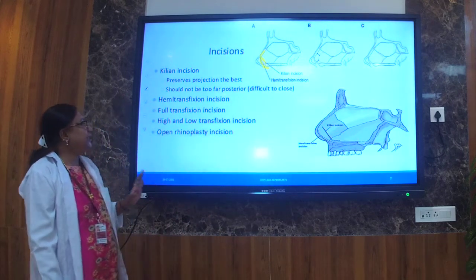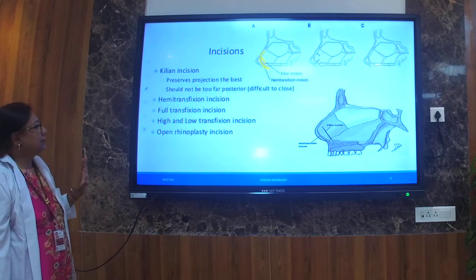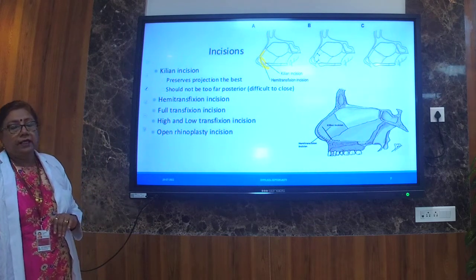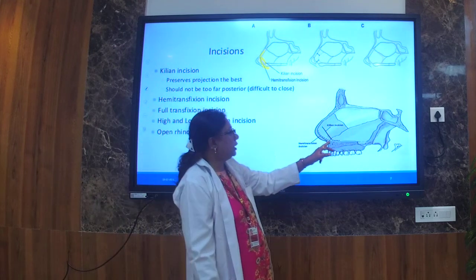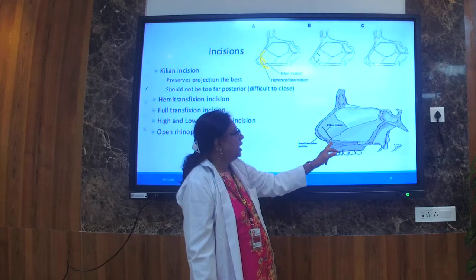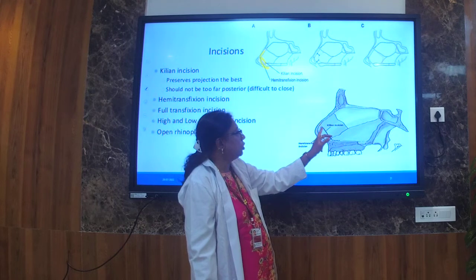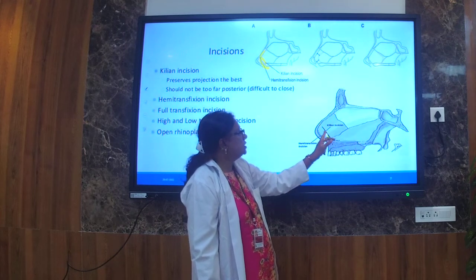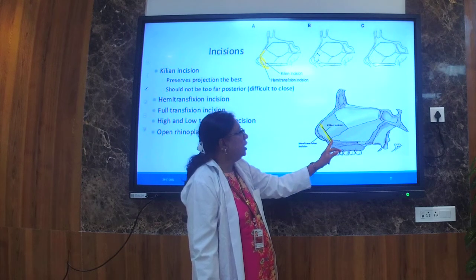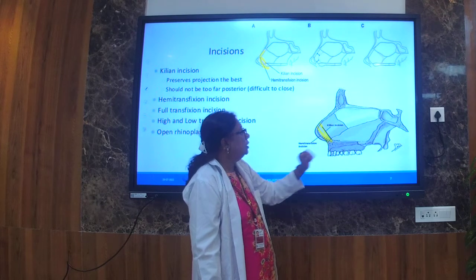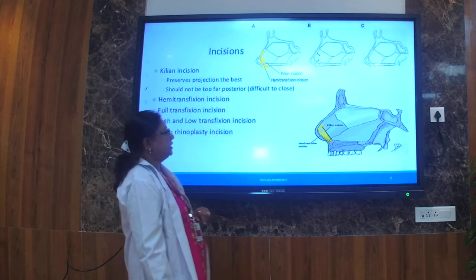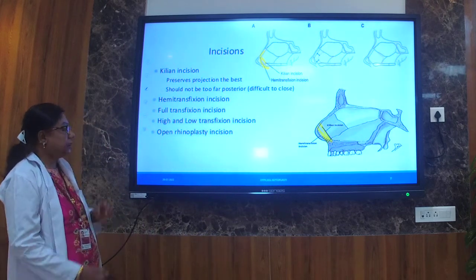So at that time we take a full transfixation incision. You can see over here, this is the upper lateral cartilage, and we are taking the incision near the columella. Okay, so this is the Killian's incision which is behind, and Freer's incision is taken over here. So this is how we take the incision in the septum.